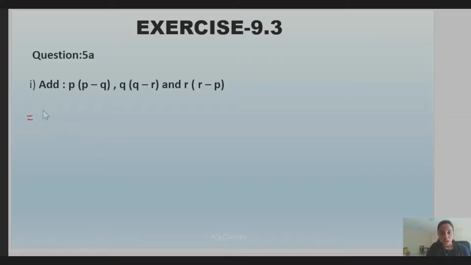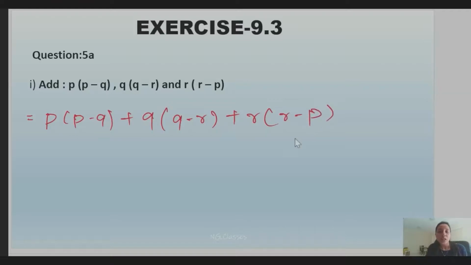So our next question is to add the given polynomials. So we have to add these terms: p plus q, q minus r, plus r minus p. Okay. Now open the bracket. Now see carefully. Just now we discussed how to do the multiplication of monomial with monomial. Here we have to multiply monomial with binomial. Okay. Just do the multiplication.